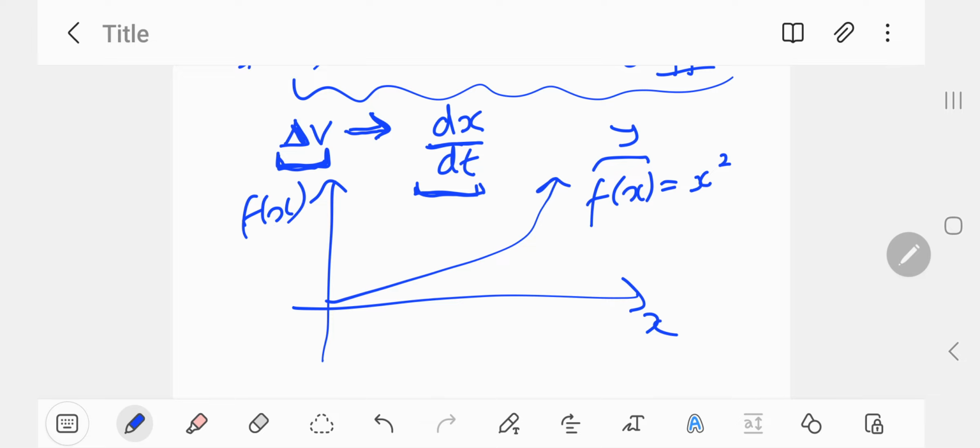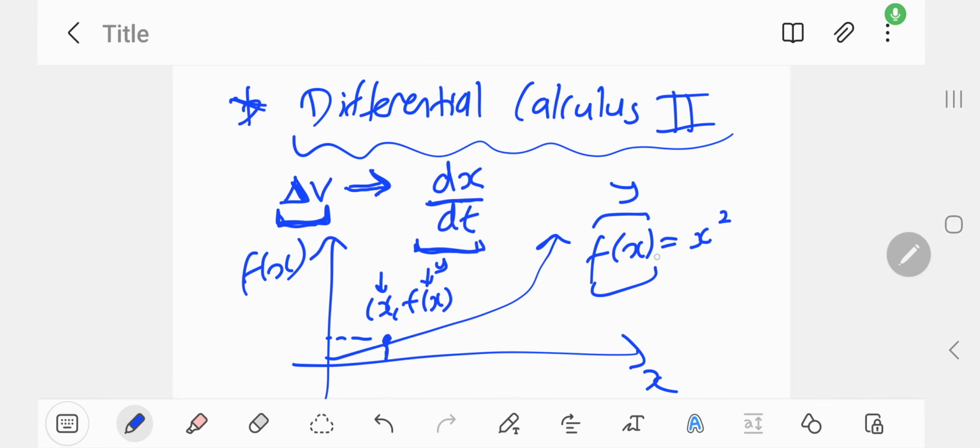So let's choose some point on the graph with coordinates x, f of x. x is the x value, the horizontal distance. f of x is the y value, the vertical axis. And f of x just stands for function. In maths, a function is like a machine which takes an input, let's say x, and gives out an output y.